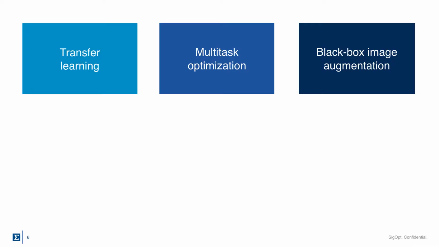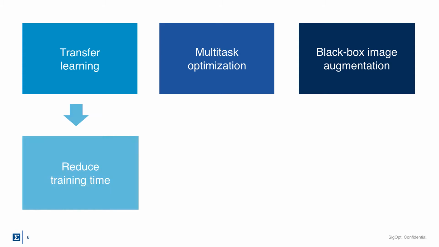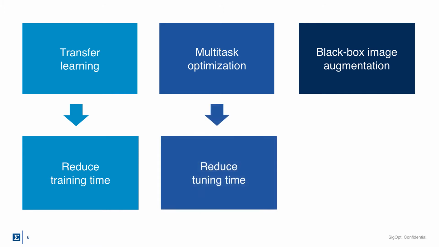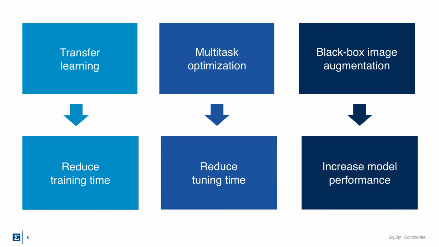So to address this, we're going to be using three techniques: transfer learning, multitask optimization, and black box image augmentation. So for transfer learning, we're going to reduce training time. With multitask optimization, we're going to reduce tuning time. And with black box image augmentation, we're going to increase the model performance.